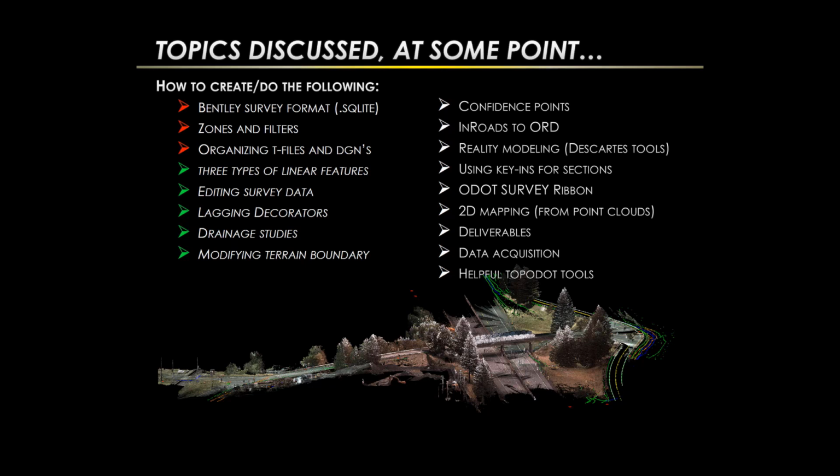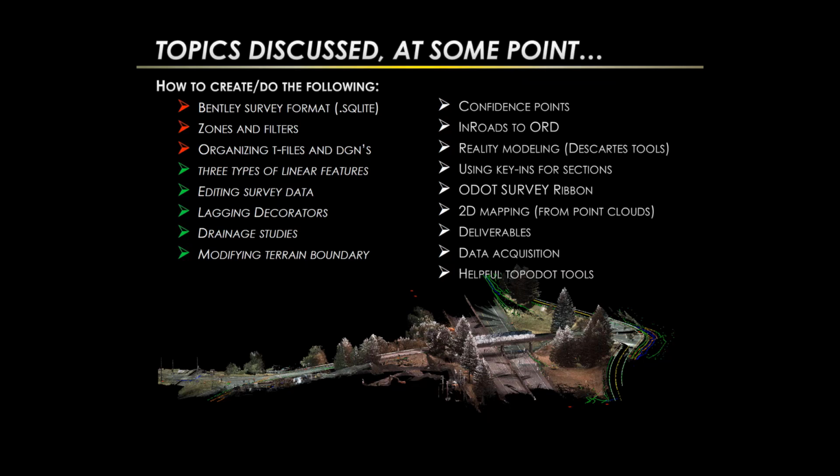So this week, we're going to talk about the 3 types of linear features. We're going to talk about editing survey data from your Topo files in the field. We'll touch on lagging decorators because that was an issue that kept coming up during the initial ORD survey training, as people were noticing that when you had your decorators on, things slowed down quite a bit. And I have found a fix for that.